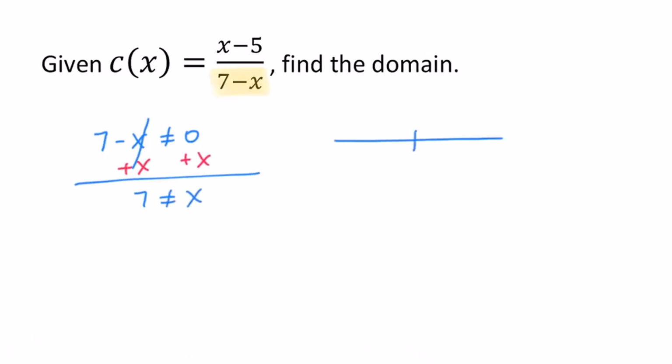So on our number line we have 7. X cannot equal 7, so there's an open circle here. That means our answer is everywhere else. So on the left side and on the right side. So the domain here goes from negative infinity to 7, not including the 7, so we have parentheses, union from 7 to infinity.